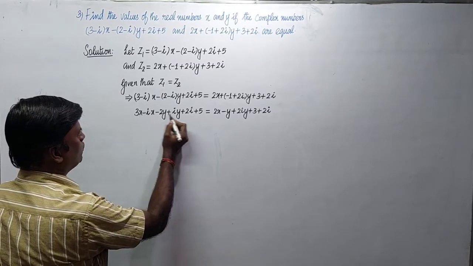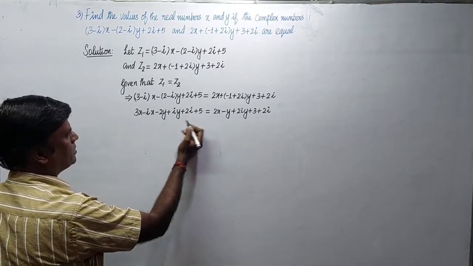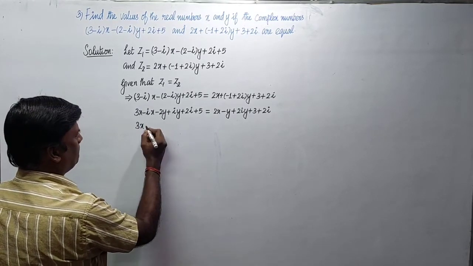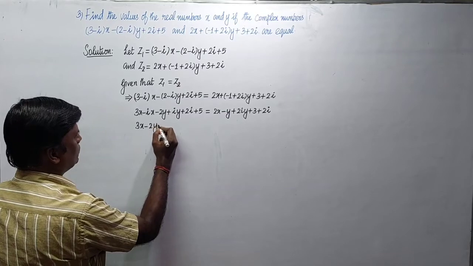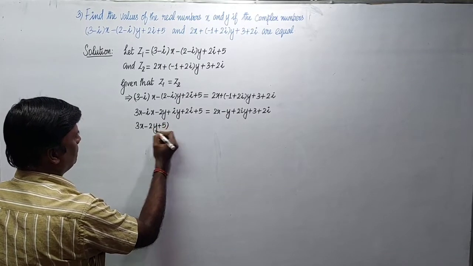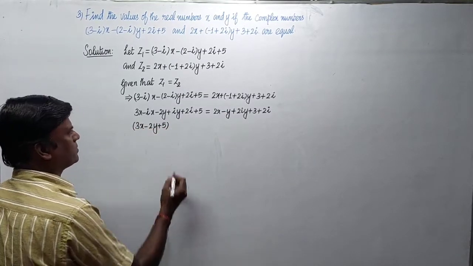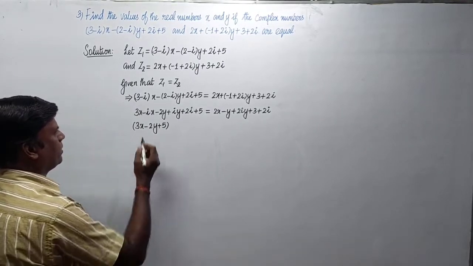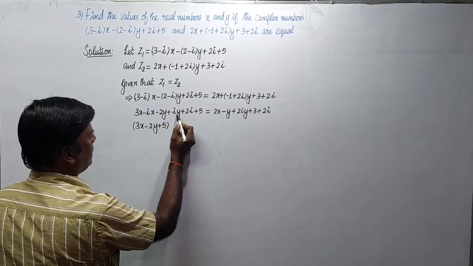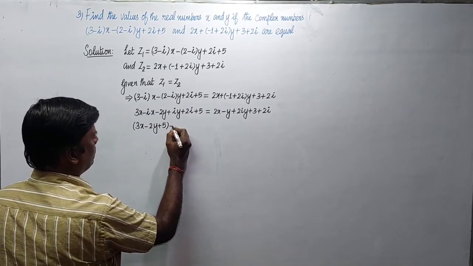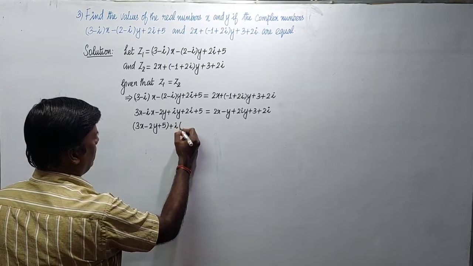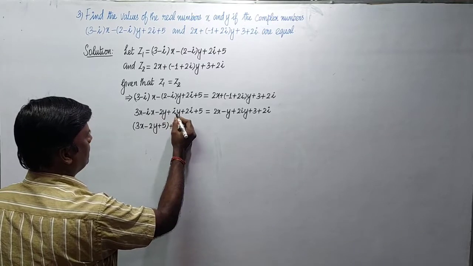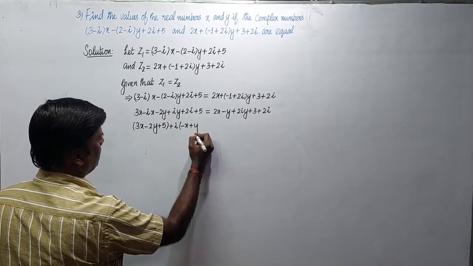3x minus 2y and 5 are the real parts in the left hand side. So we are grouping the real parts separately: 3x minus 2y plus 5. We have grouped the real parts separately. Now we are going to group the imaginary parts separately: minus ix plus iy plus 2i. So take i common, we get i into minus x, i into y, i into 2.